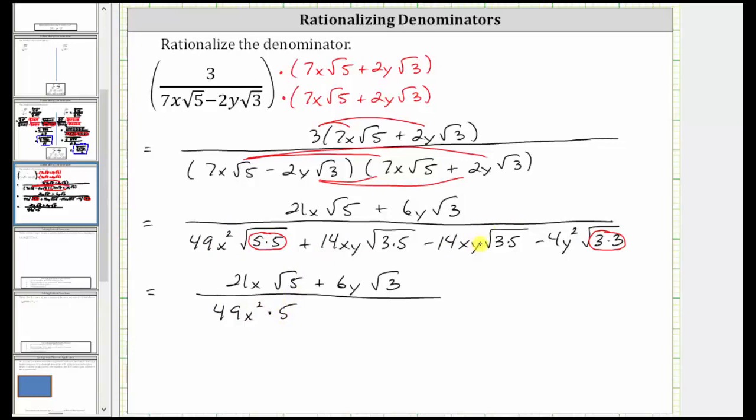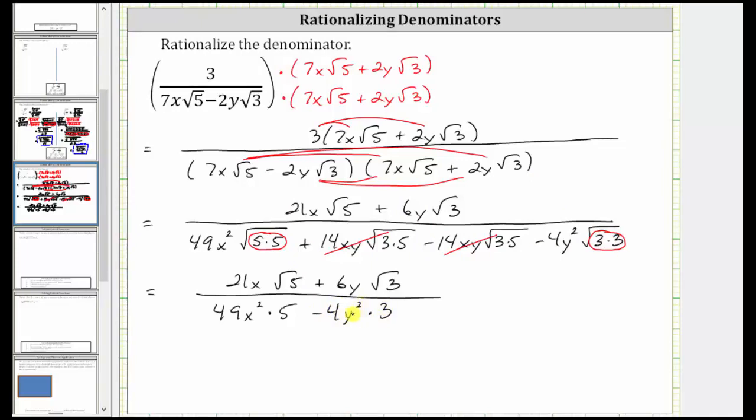Notice the next 2 terms are opposites. We have 14xy square root 15 minus 14xy square root 15. And this difference is 0. Whenever we multiply conjugates, the 2 middle terms should always be opposites and simplify to 0. And then here, the square root of 3 times 3, or 3 squared, simplifies to 1 factor of 3, which gives us minus 4y squared times 3.